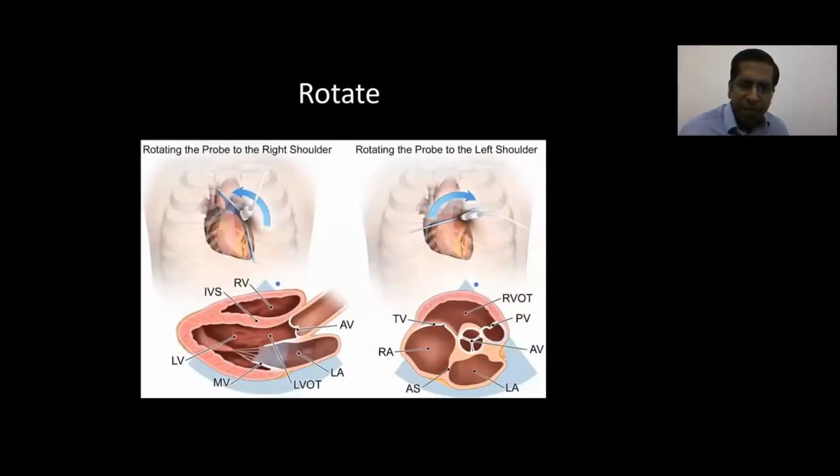Now from here, we rotate the probe, and the guideline talks about these maneuvers. Many times, those of us who are doing it regularly may not even know what we are doing, but we are already doing it. But just to know what we are doing, we are rotating the probe, as shown here on the right side, towards the left shoulder, and we get the image shown here at the bottom. The structure seen here would be the pulmonary valve.